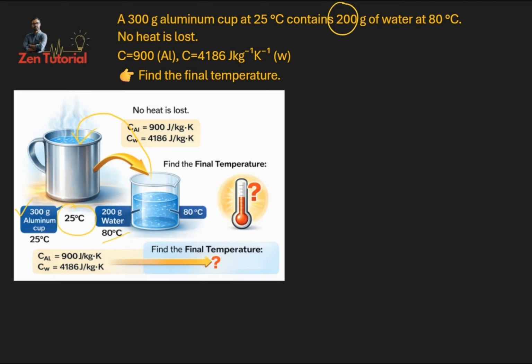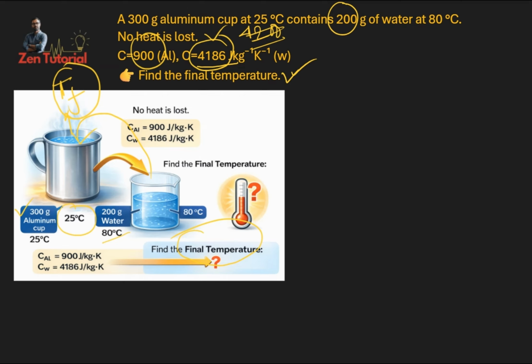Now there will be a mixed temperature, or the final temperature. Let's say this is the final temperature, TF, that we have to calculate, and the aluminium specific heat is 900, and the specific heat of water is 4186. Literally we usually use 4200, doesn't matter. This time we are going to use 4186, whatever is given in the question. So we have to calculate the final temperature for this question, right?